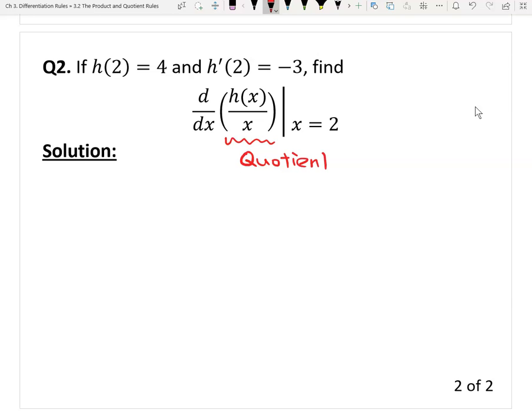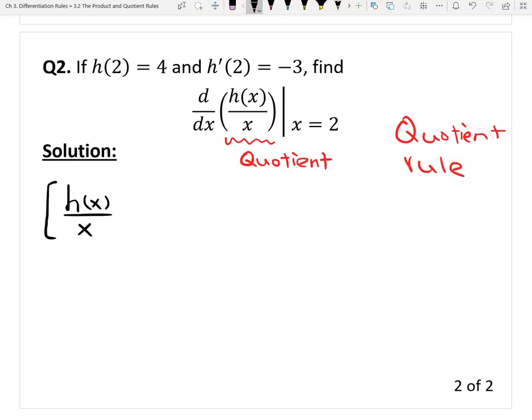Therefore this time what are we going to use? We have to use the quotient rule, right? We have to use the quotient rule instead of the product rule. Okay, so I'm going to use the quotient rule now. We have h(x) over x and we're going to take a derivative. I plug into the formula first.